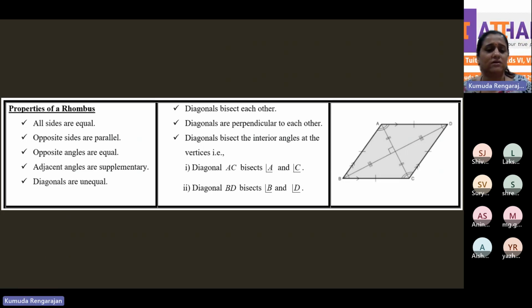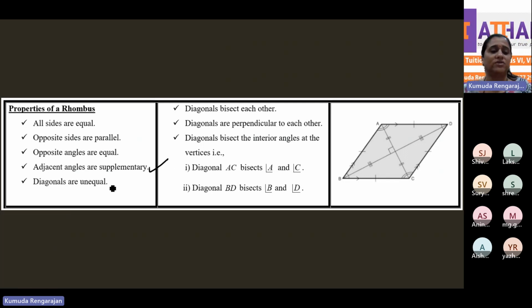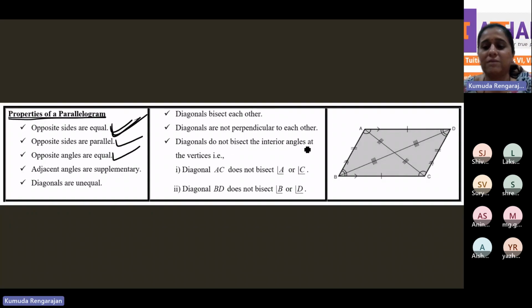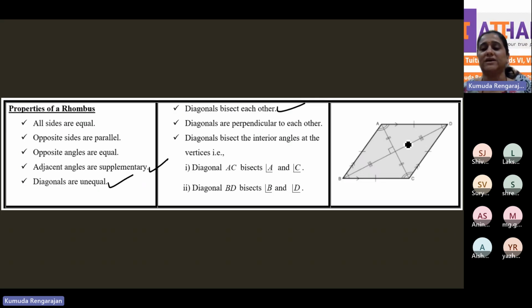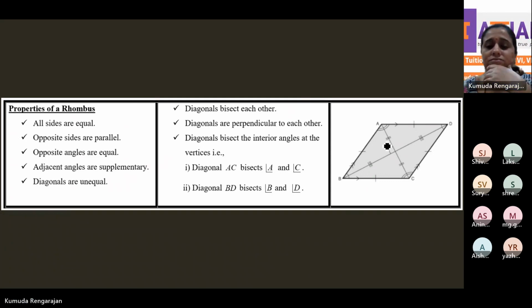The other things you see here, adjacent angles are supplementary. That is also for a parallelogram. Diagonals unequal. Even in a parallelogram, diagonals are not equal. Diagonals bisect each other. Even in a parallelogram, diagonals bisect each other. In a parallelogram, diagonals are not perpendicular. They do not meet at right angles. In a parallelogram, here it is not 90 degrees. But in a rhombus, here it is 90 degrees. The diagonals meet at right angles.